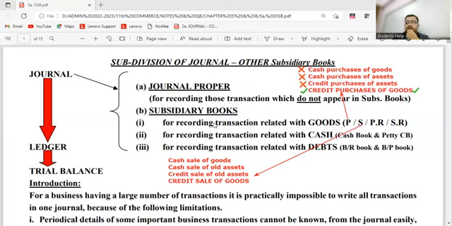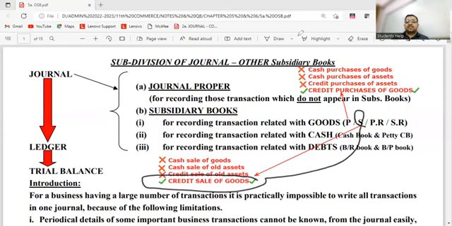Similarly, when the question requires you to prepare the sales book, they'll give you all 4 types of sales. You'll ignore cash sale of goods, cash sale of old assets, credit sale of old assets. What you would consider recording in the sales book is only and only, children, what? Credit sale of goods. Don't get confused. Sir, इसको कहीं नहीं record करेंगे? ऐसा नहीं है. These 2, children, will be recorded in the cash book. This transaction would be recorded in journal proper, and only this one would appear in the sales book.